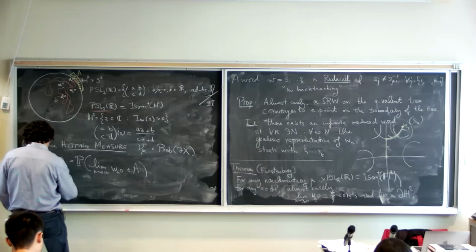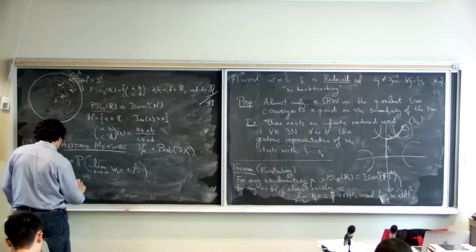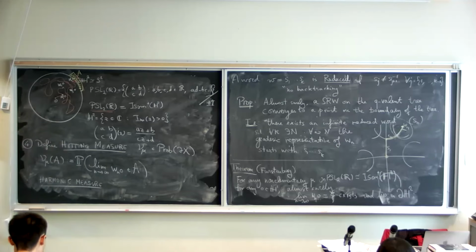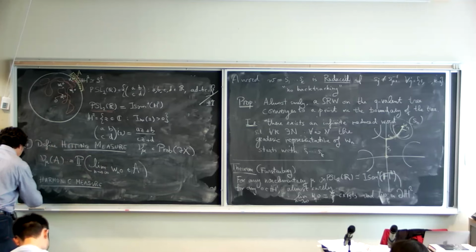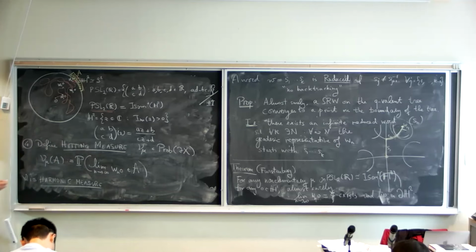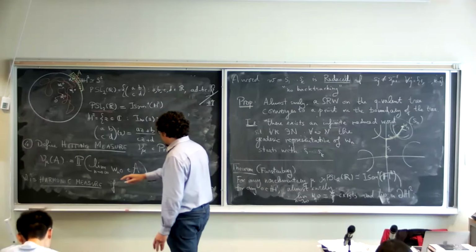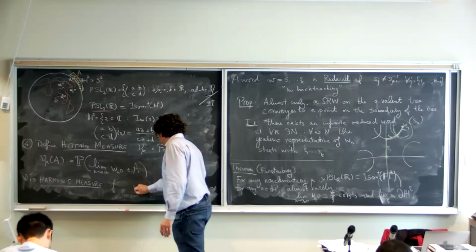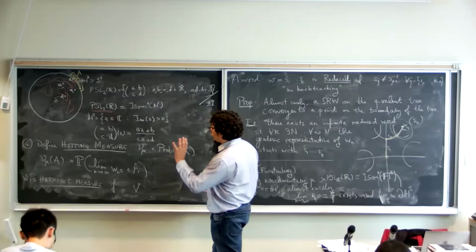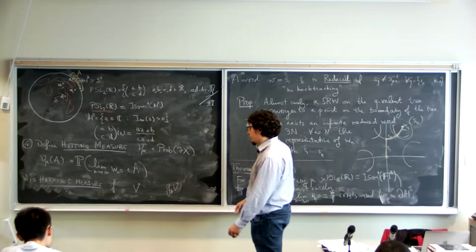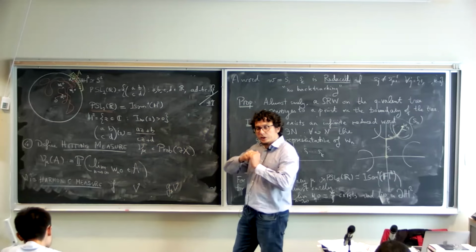The hitting measure is also called sometimes harmonic measure. A harmonic measure is a measure that is not invariant, but it's invariant on average. What happens is the following. You take your measure. On the other hand, you have a group acting on this boundary, so you can push forward the measure by the group action. So g is a group element, so it acts on the boundary.